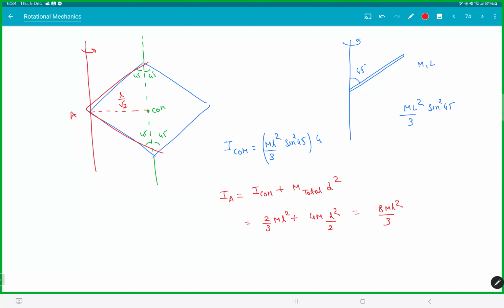But when I take all 4 of them, luckily my center of mass is passing through the center. I can take for all 4 of them. You can't do this for a single rod. So I will find the moment of inertia about the center of mass for the full frame and then I'll shift it. Check. Easy? Make sense?